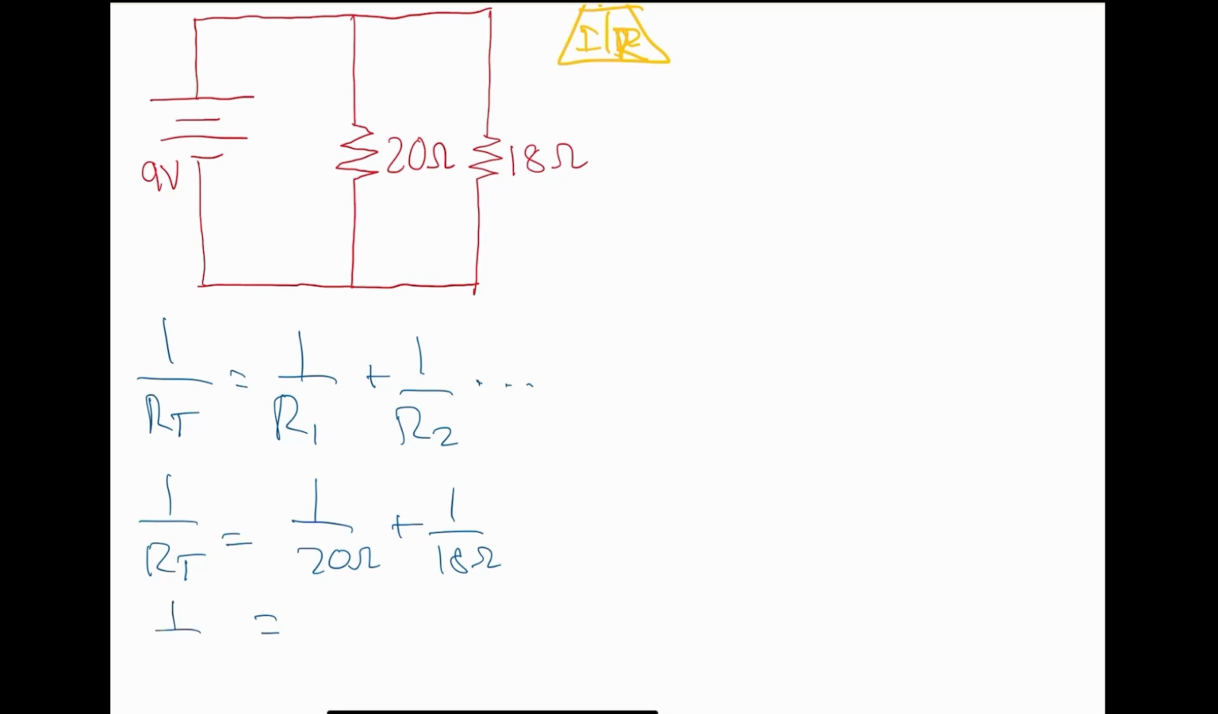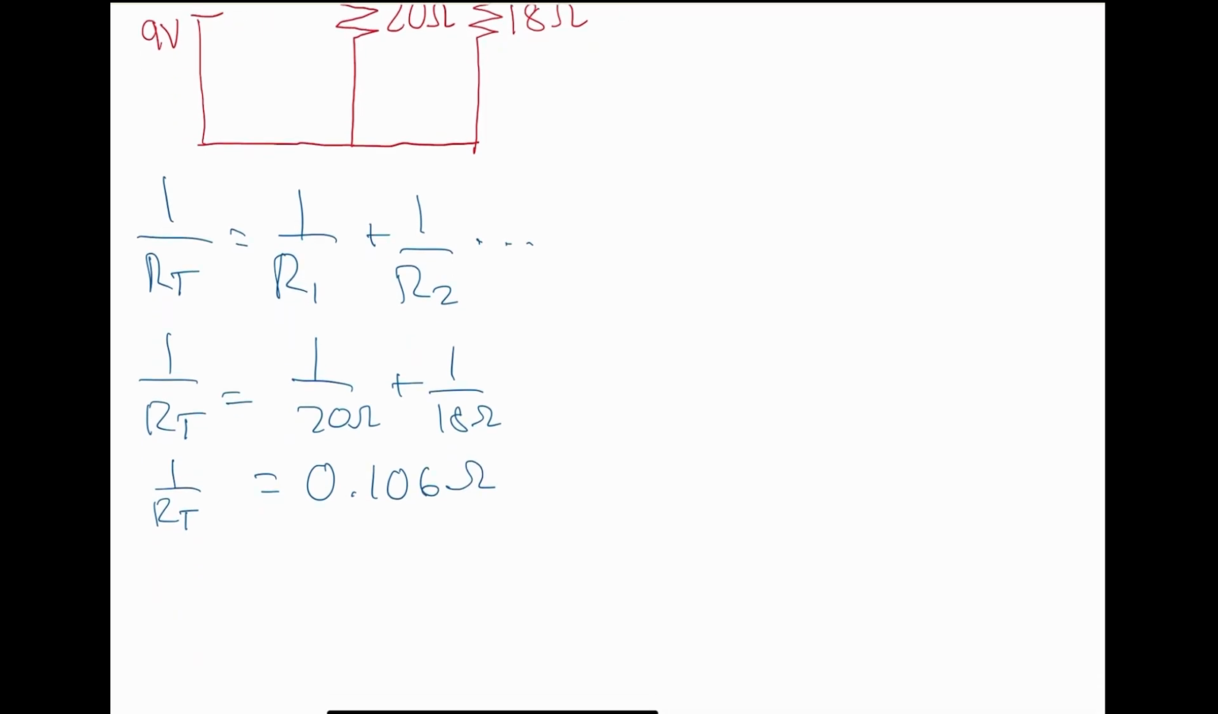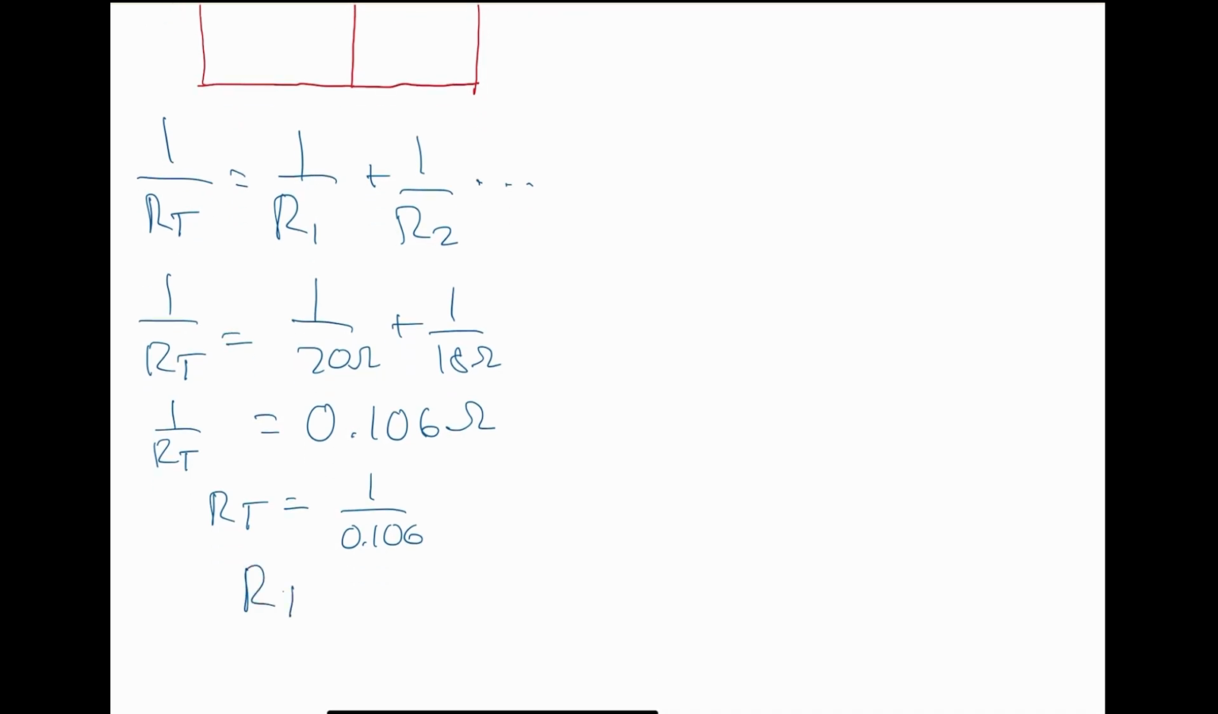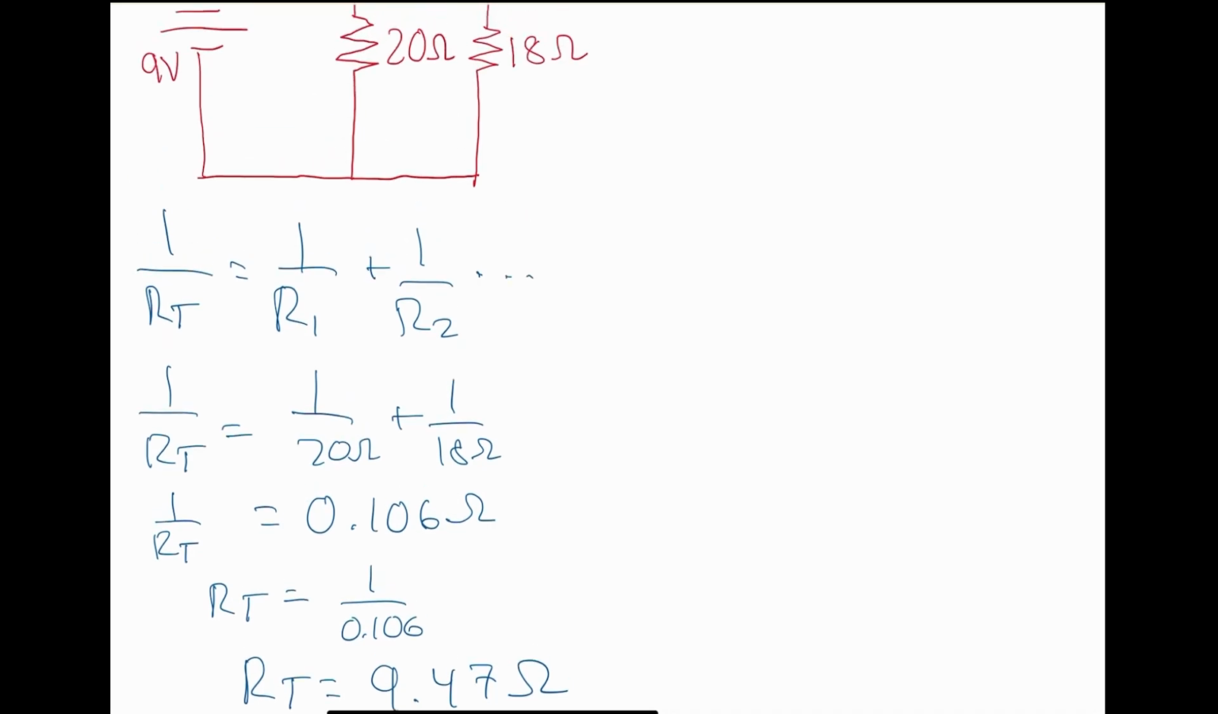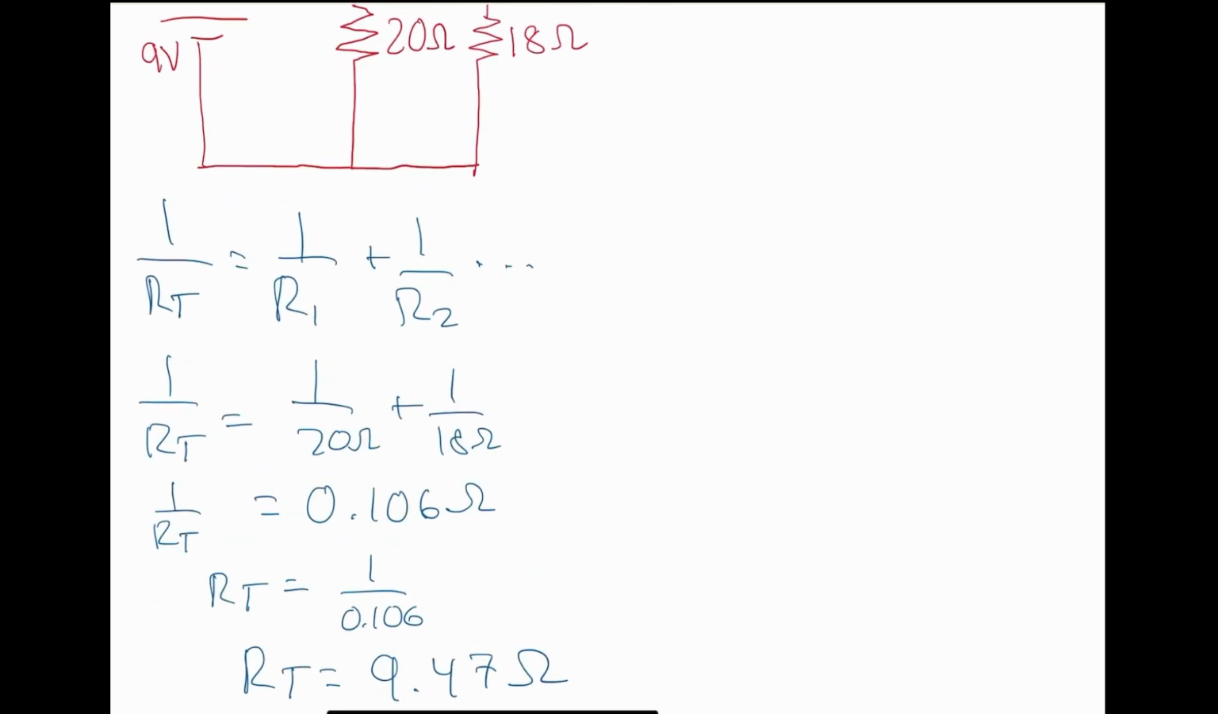we solve, and we get 1 over RT equals... this turns out to be roughly 9.47 ohms. And the thing is, in a parallel circuit, this will always be less than any resistor in the circuit. The RT will always be less than.